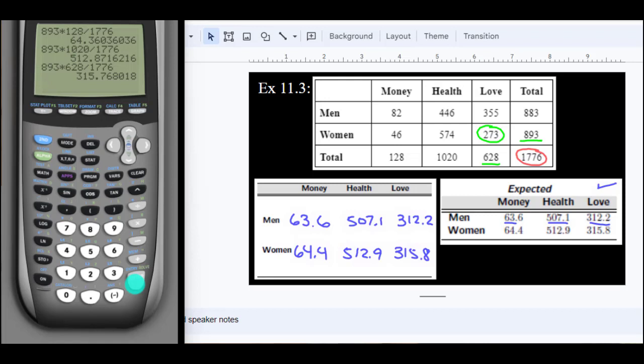It takes a little bit of time, but it's not difficult. It would be more challenging if you didn't have the totals already given to you. But if you didn't, what I would suggest is just use your calculator, add up the 82 plus the 446 plus the 355, and then make your own column for the total. And then do the same thing with these, 46 plus 574 plus 273, and make that one.